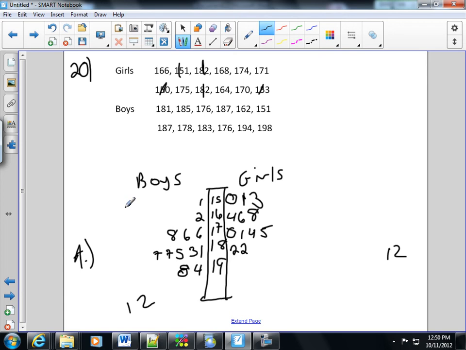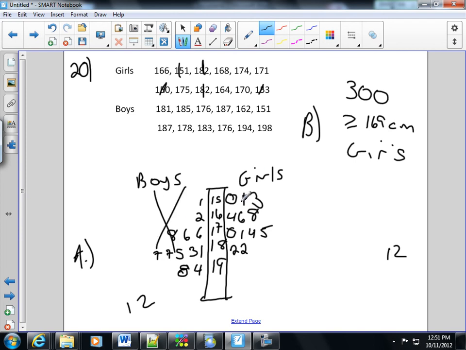So this is question A, but question B, they're going to take this graph and they're going to ask you a question, okay? They want to suppose there's 300 students and they want to know of 169 or higher, so that's greater than or equal to 169 centimeters for girls, okay? So we're not really going to worry about this side right now, girls. So first of all, we have to find 169. And 169 would be right about here.